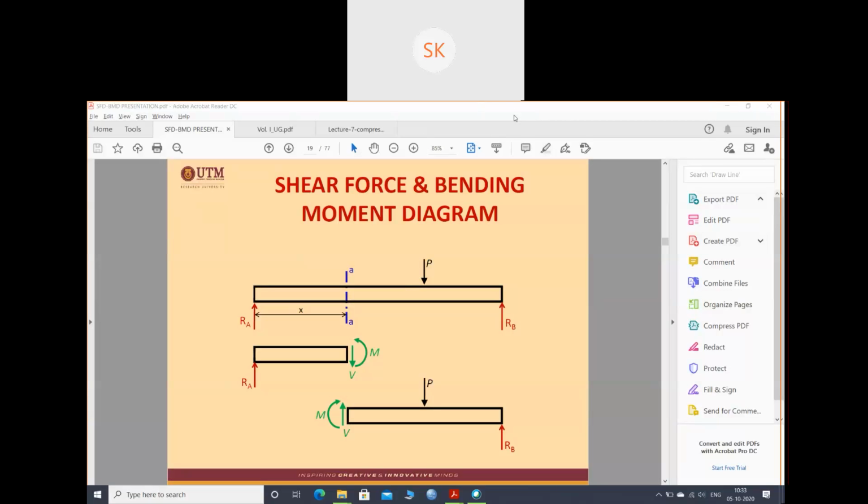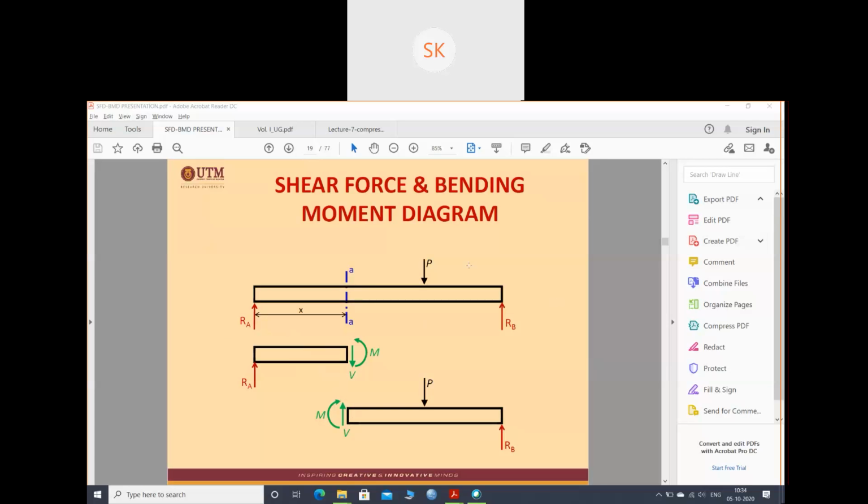So let's come to shear force and bending moment diagram. We have seen the two main steps: draw the free body diagram, then find the support reactions. If this is a beam, you are getting two reactions. Suppose you need to find the shear force at section AA. You have divided the section into two parts. This is part one, this is part two. For this part there will be one shear force and one moment, and for this part also there will be a shear force and again a moment.